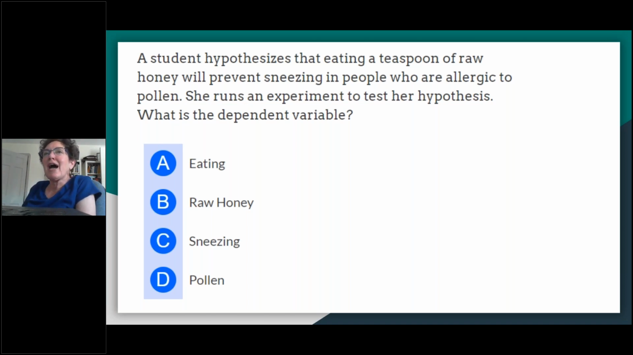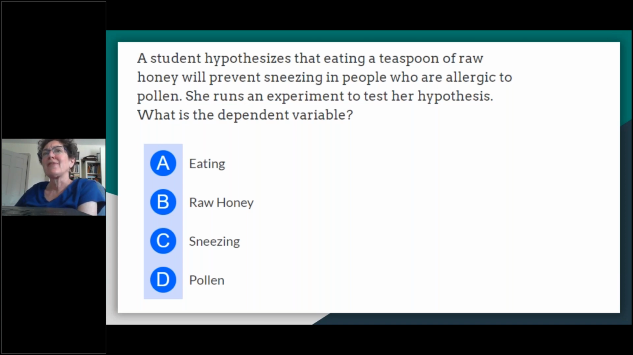A student hypothesizes that eating a teaspoon of raw honey will prevent sneezing in people who are allergic to pollen. I have heard this as well. One of the theories is that you should eat honey from bees that are local to you, that will help. I don't know if that's been proven or not. But I have tried it myself. I try to eat only local honey.